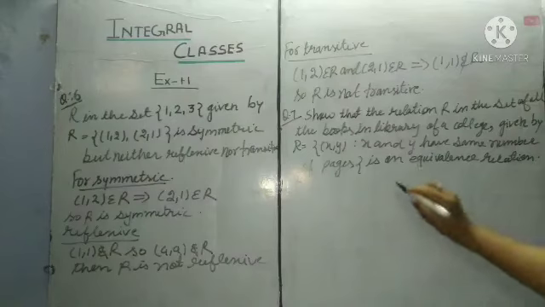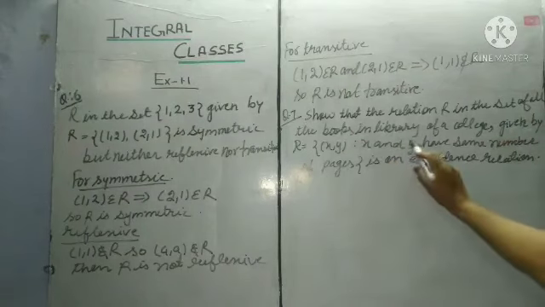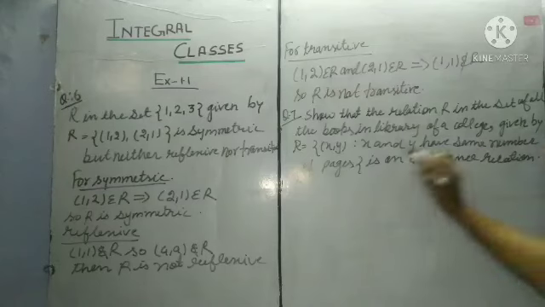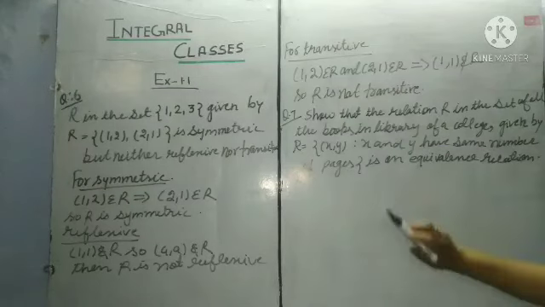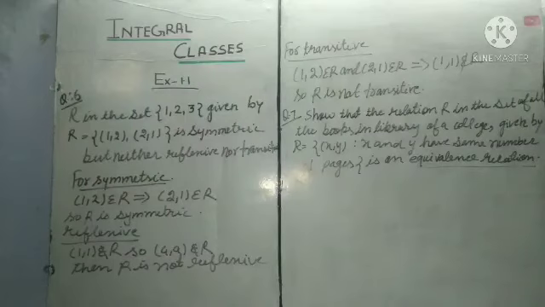Question number 7 is, show that the relation R in the set of all the books in the library of a college given by R = {(x, y): x and y have the same number of pages} is an equivalence relation. We will prove here that this relation is an equivalence. So student, we know that for equivalence we will prove that it is symmetric, reflexive and transitive.